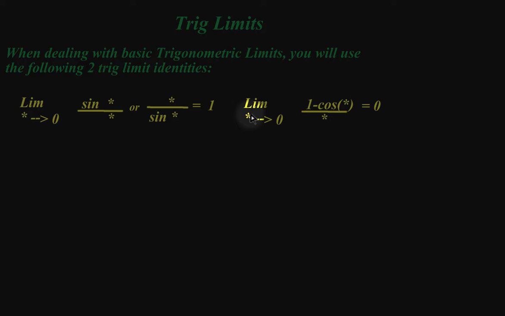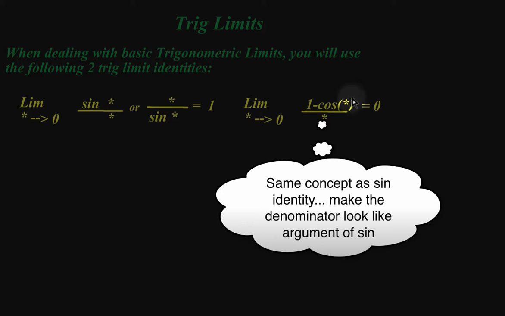So there's also one for cosine. In this case, the same principle applies, in which you should have the argument of the cosine be the same as the denominator, and if the argument approaches 0, then the whole thing will approach 0. So again, the goal will be to make the denominator look like your trig argument.